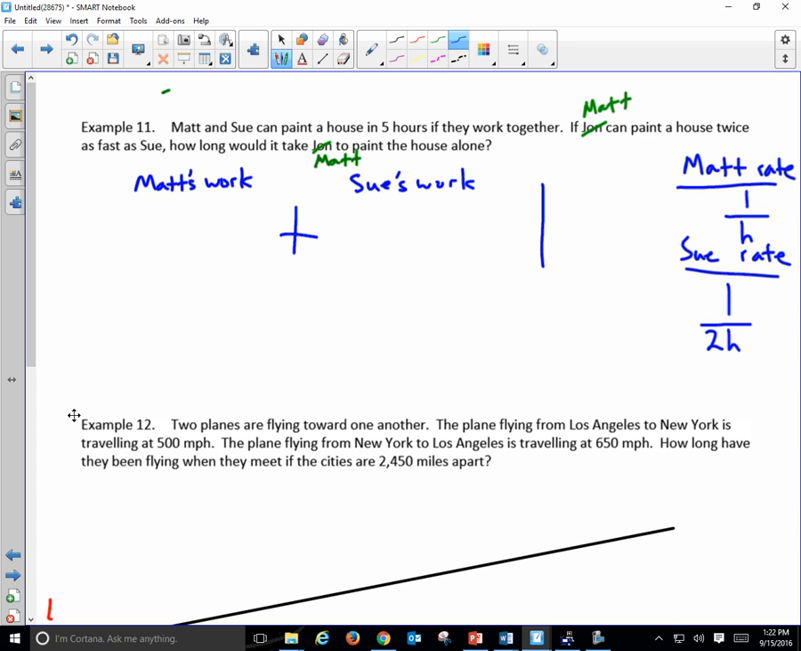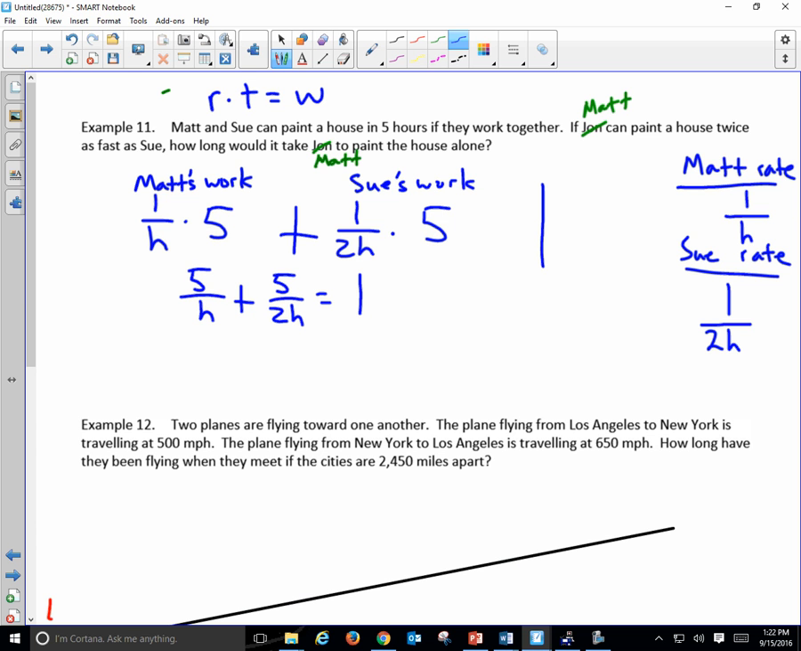Remember that rate times time is equal to the amount of work that you get done, or distance. So the rate is 1 over h times 5. Takes them 5 hours together. Plus Sue is 1 over 2h, and again together it takes them 5 hours. Now I have an equation. As I multiply, I have 5 over h plus 5 over 2h is equal to 1.